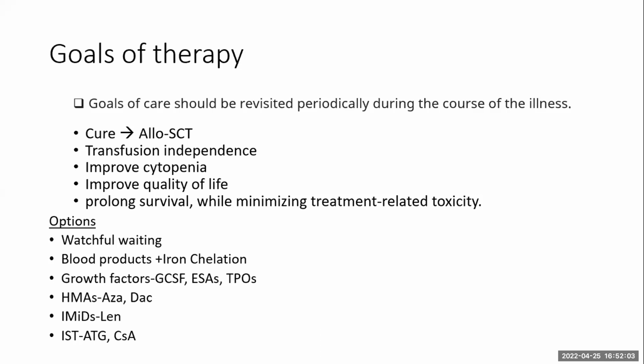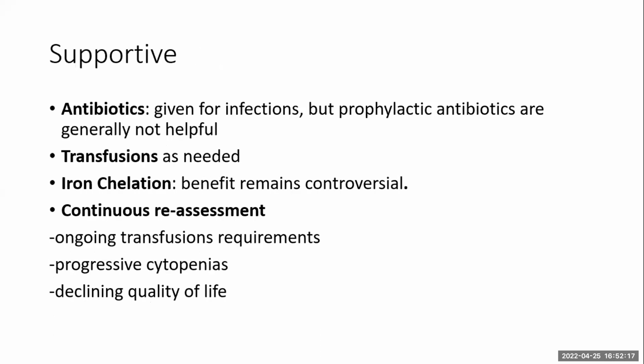And then we have hypomethylating agents that are commonly used in high risk and other low risk patients. And then immunomodulator drugs like lenalidomide, and then immunosuppressives like ATG combined with cyclosporine in those with hypoplastic MDS. So in terms of supportive therapy, these things include things like antibiotics, transfusions, iron chelation, and of course there has to be continuous assessment of these patients to look at the transfusion needs and progression of the disease.